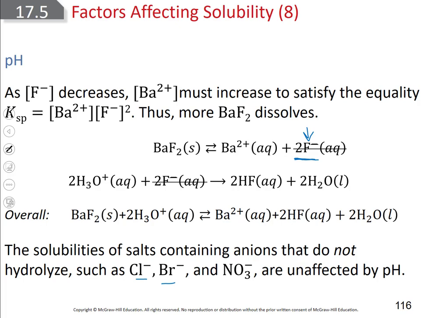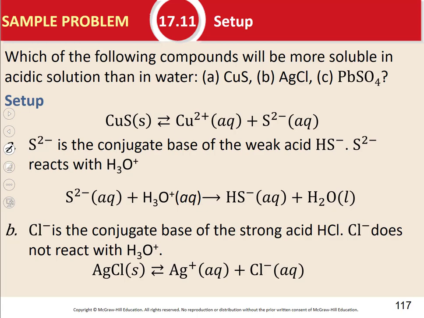Let's try reasoning through a couple of these. Which of the following compounds will be more soluble in an acidic solution than in water? So the first one is copper sulfide. Copper sulfide. So sulfide here. Sulfide is the conjugate of what acid?